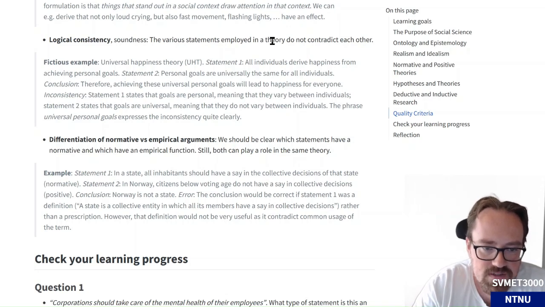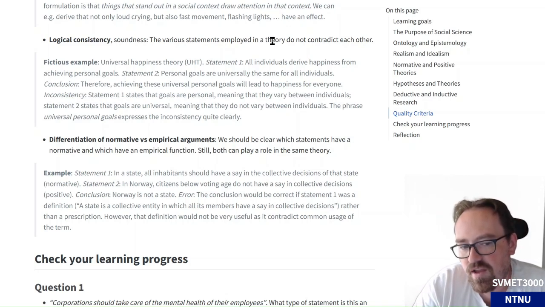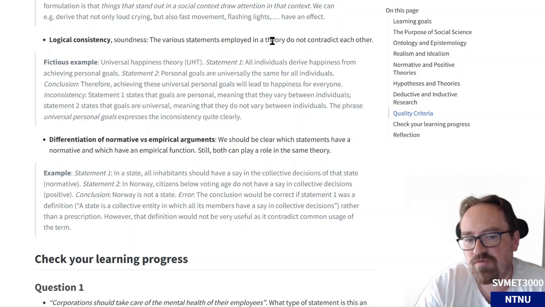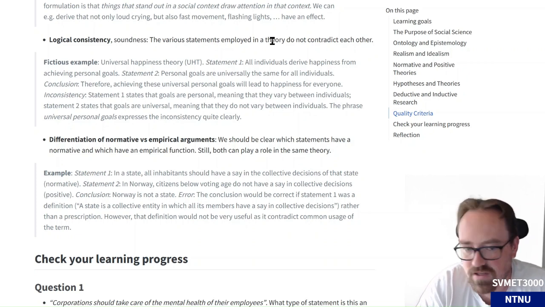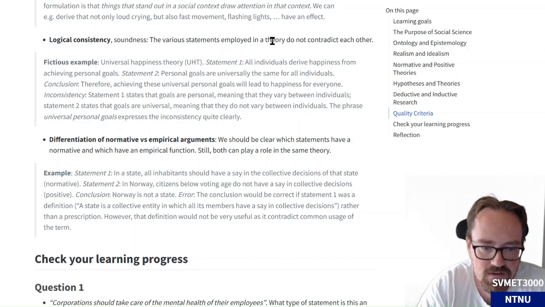Finally, a weakness of theories can be improper differentiation of normative versus empirical arguments. We should be clear on which statements have a normative and which have an empirical or positive function. Both can play a role in the same theory, as I've emphasized in the session about normative and empirical or positive statements.